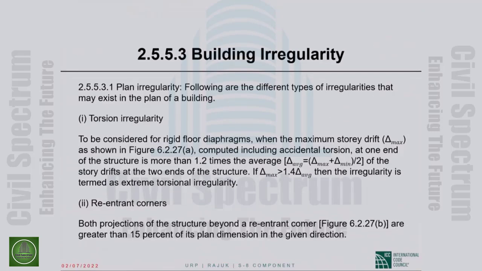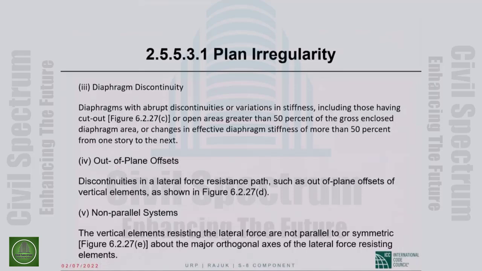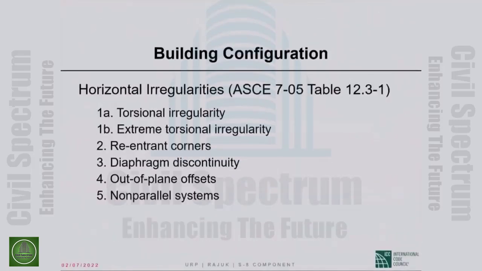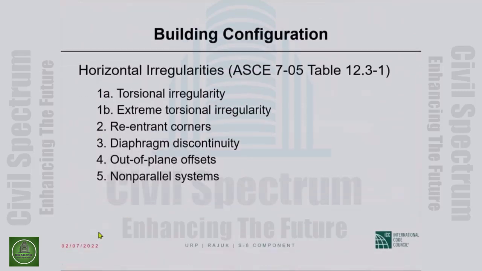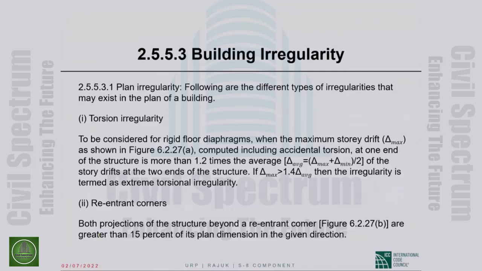BNBC has narrative descriptions of many of these irregularities: torsional, re-entrant corners, and these are actually definitions that you see. Diaphragm discontinuity, out-of-plane offsets, non-parallel systems. So the categories 1 through 5 that we saw here are described for you, if not defined for you.